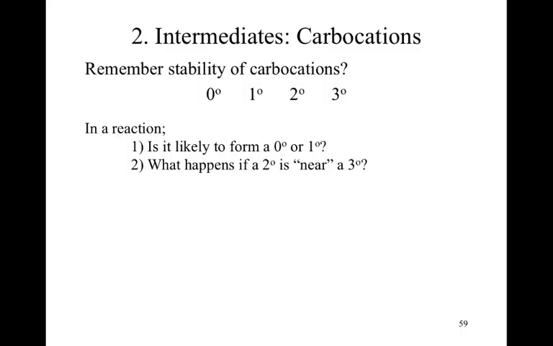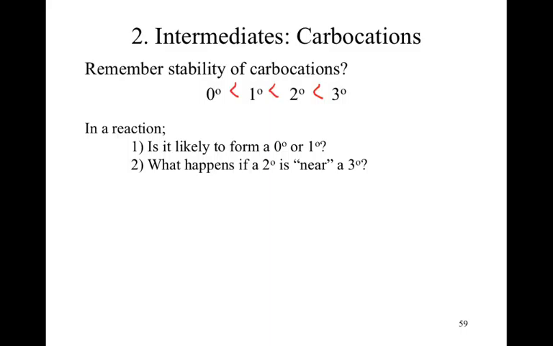So in the case of the one-type mechanisms, both E1 and SN1, we get these carbocations. And remember, all the way back, we talked about stability of our carbocations, where the tertiary is more stable than the secondary, is more stable than the primary, which is more stable than the zeroary. So if we're looking at a reaction, is it likely to go through and form the primary or zeroary? And the answer is really no.